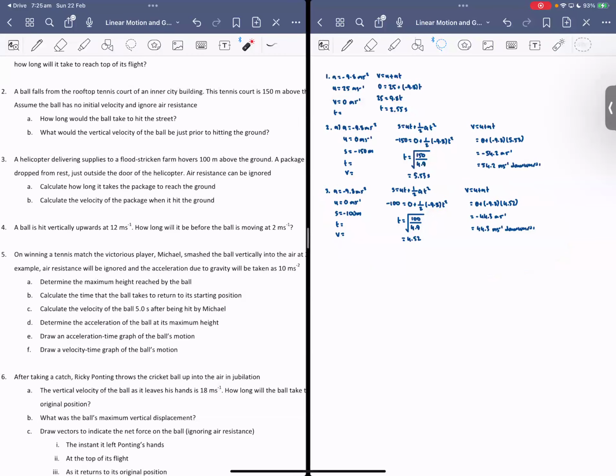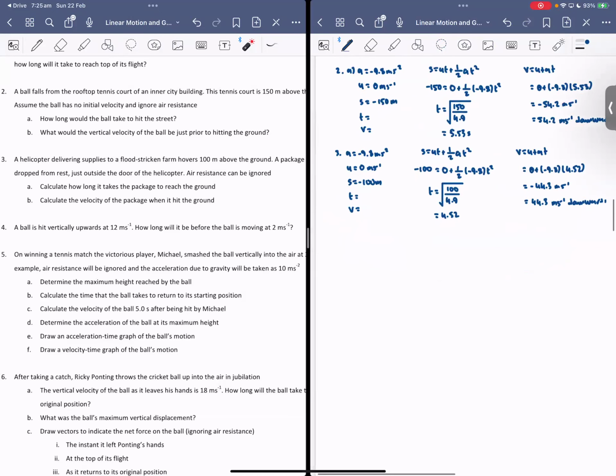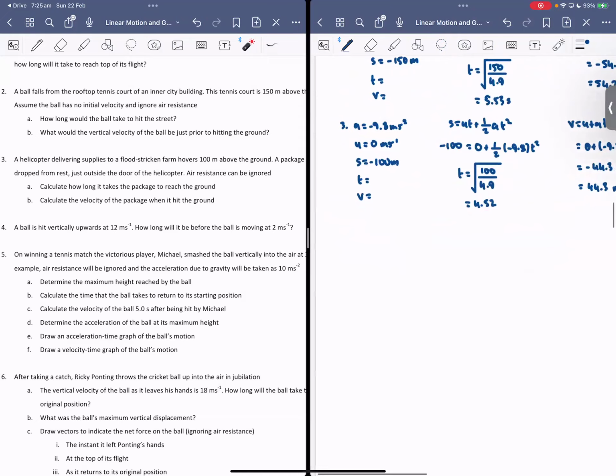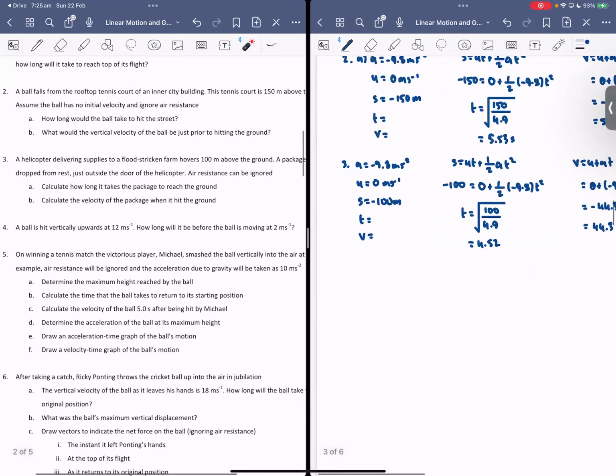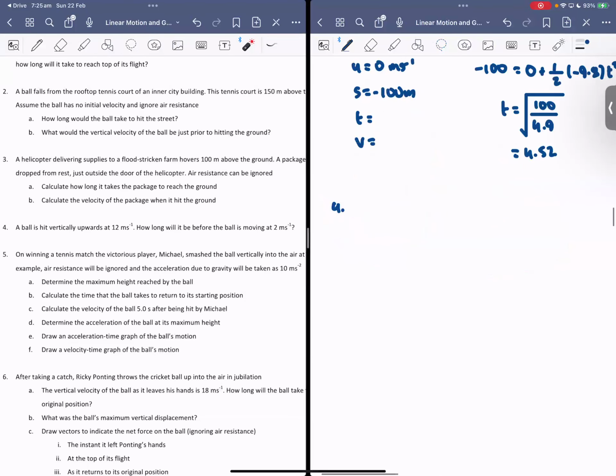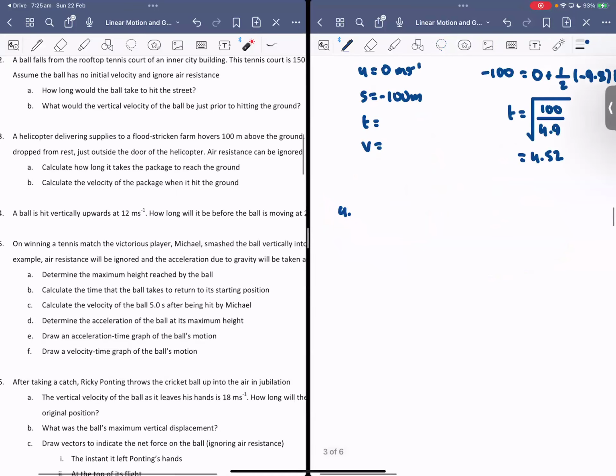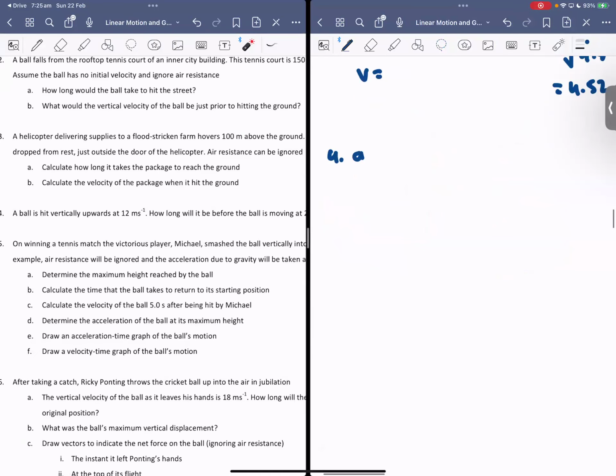A ball is hit vertically upwards at 12 meters per second. How long will it be before the ball is moving at 2 meters per second? Nice question. Give me some letters, guys. We're assuming on Earth, so I'm going to say acceleration is negative 9.8. What other letters do I have? Come on, guys, find me some letters.